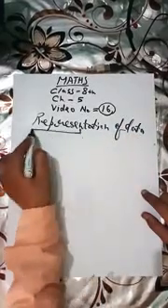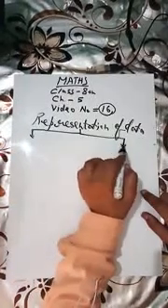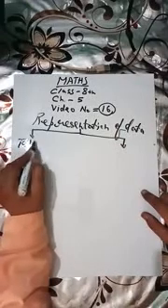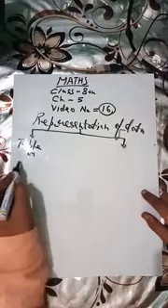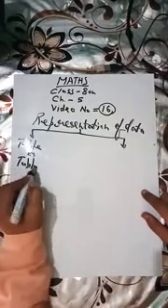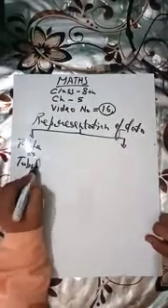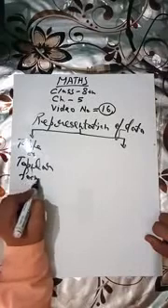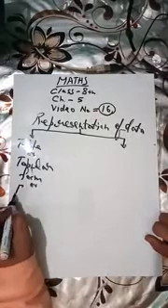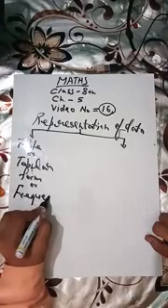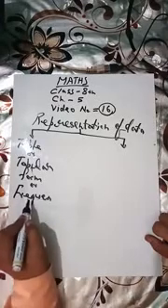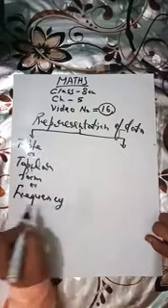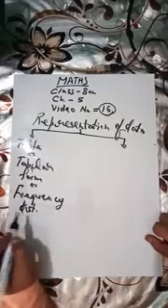See, representation of data is actually classified into two types. One is in the form of a table, or we can say it's a tabular form. Tabular form is also known as frequency distribution. I have already taught you frequency distribution in my video number 15.